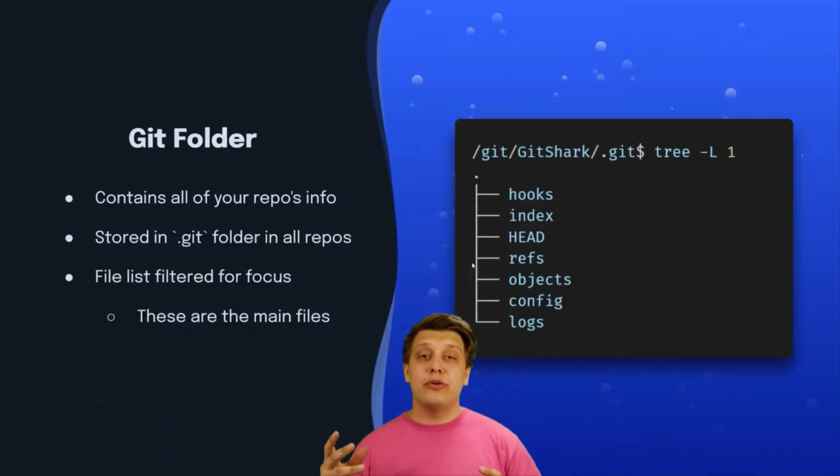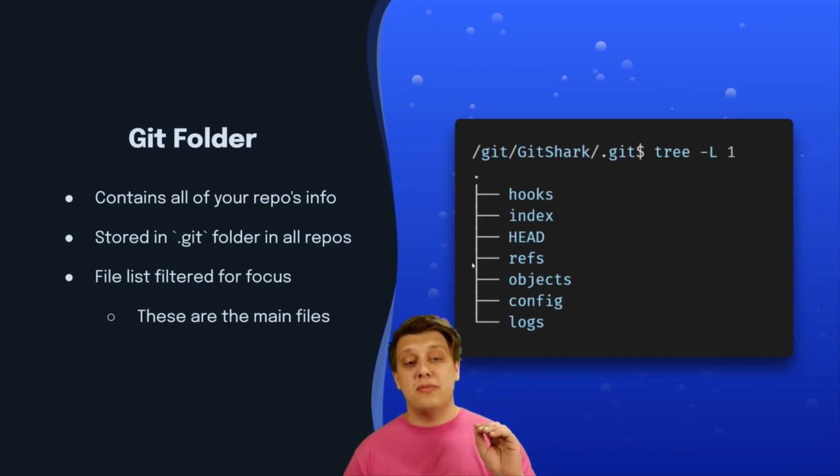So the Git folder is a folder that lives inside of every single repository that you have locally on your machine. It is stored under .git, and it contains multiple files that are utilized to track your code base. So for example, here we can see that there is a file tree that contains multiple different files. This is filtered just for focus, but these are going to be the main files that we're going to talk about that Git uses internally.